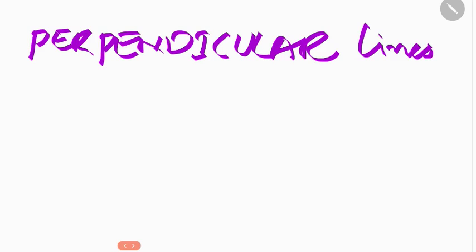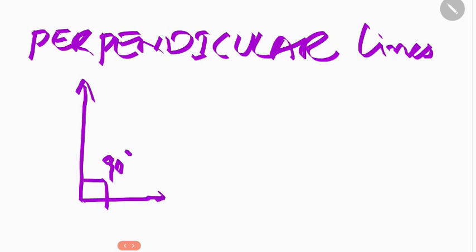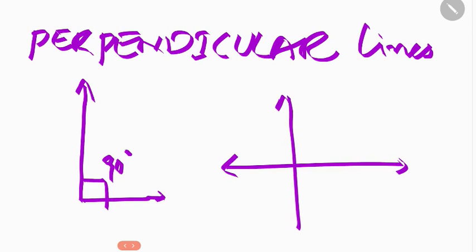Here is one more type, perpendicular lines. Perpendicular lines means when two lines are intersecting at 90 degrees. Here, 90 degrees. Then the lines are called perpendicular lines. These types of lines come under perpendicular lines. They are intersecting at 90 degrees.